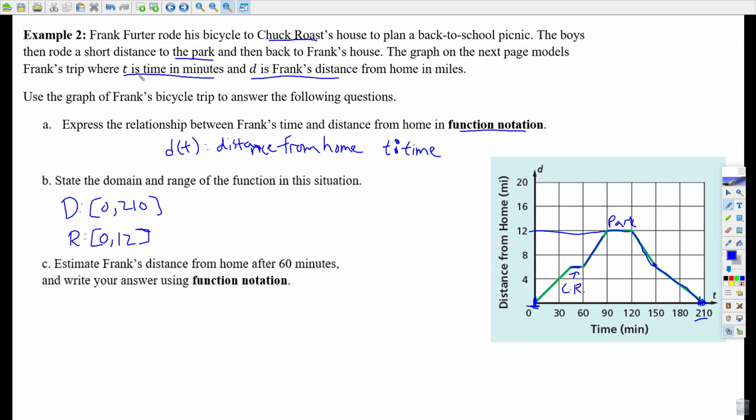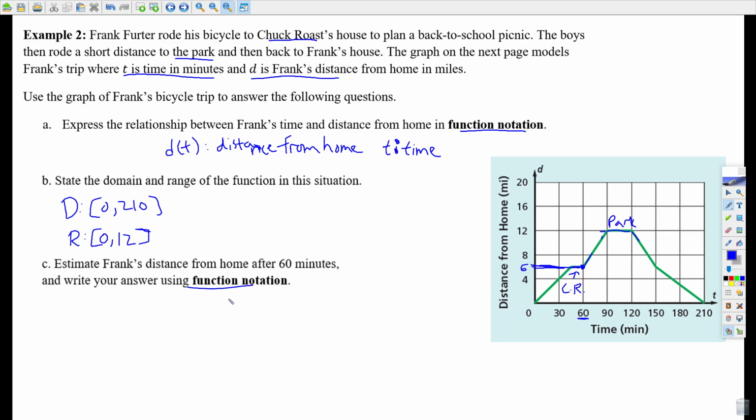And then the last one here, I think there's actually some more, isn't there? Yeah. Estimate Frank's distance from home after 60 minutes, and then write it using function notation. So let's erase some of this stuff here. After 60 minutes, we're looking at the time and finding 60 minutes. We're going to go up and read the graph and see what his distance was. Just read across. It looks like it's about halfway between 4 and 8, so that would be 6 miles.